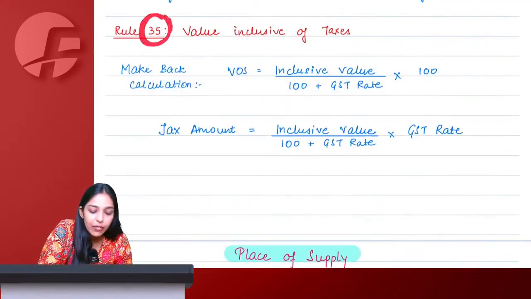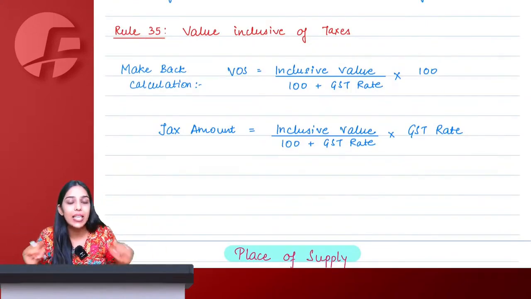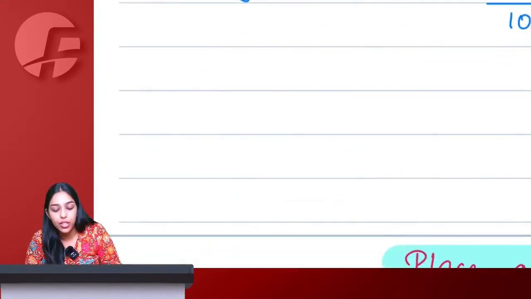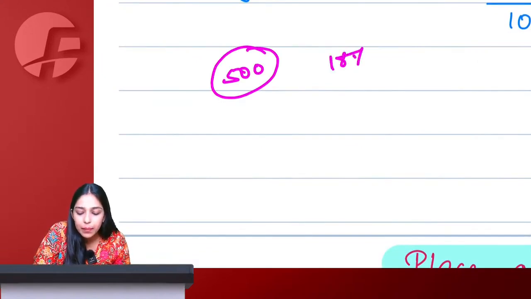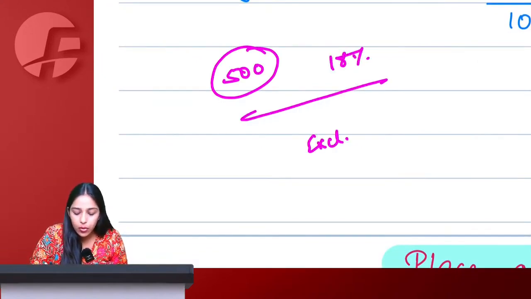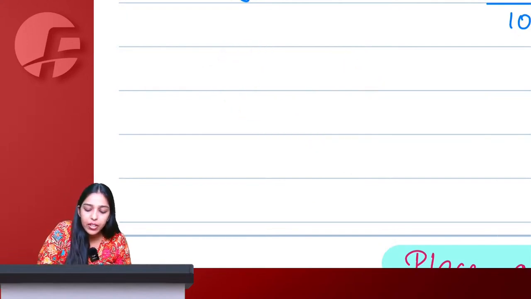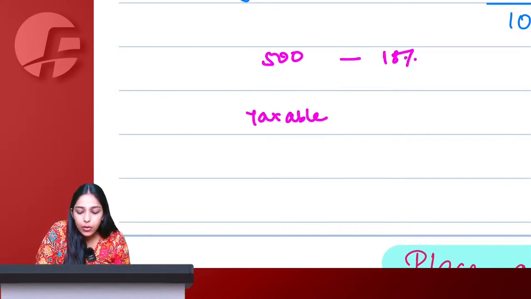And rule 35, if I have to teach you, we should simply shut the video, go home and sleep. Why? Because rule 35 explains us to make back calculation. Tell me, if I tell you that 500 is inclusive of 18% GST, what is the exclusive amount and what is the GST amount? Chalo. 500 is the total invoice value inclusive of 18% GST. Give me taxable value and give me GST figure.